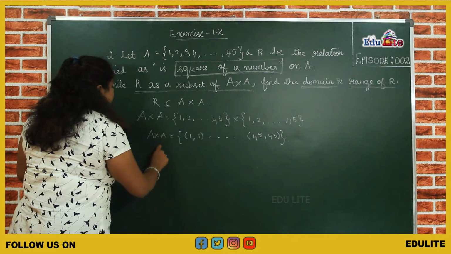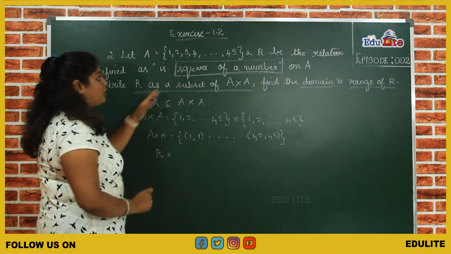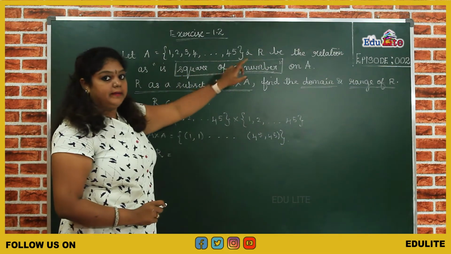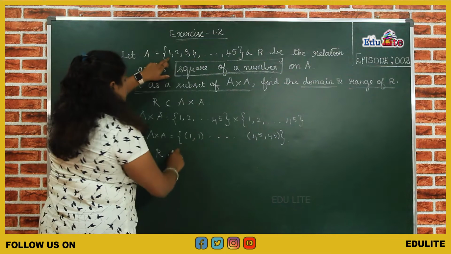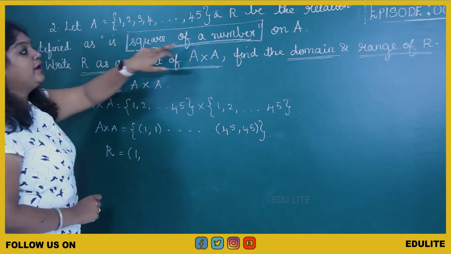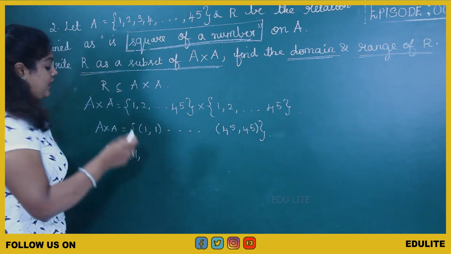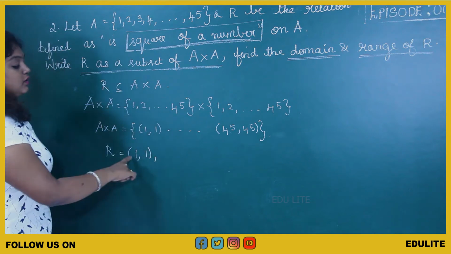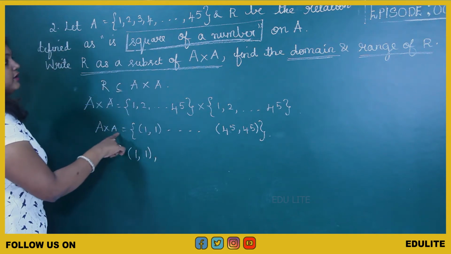Then how to find the relation for this problem? Square of a number on A. So first we will take 1 from A. Square of a number means 1 square is 1. So this will be a subset of A cross A.